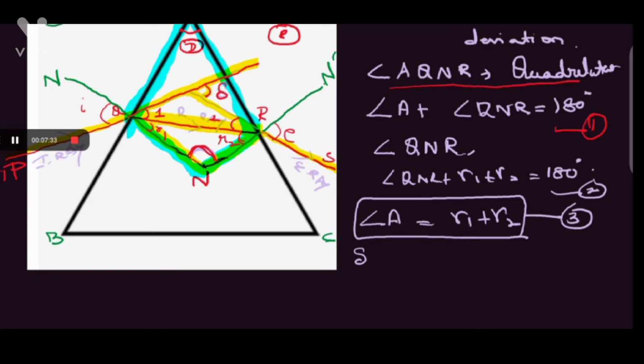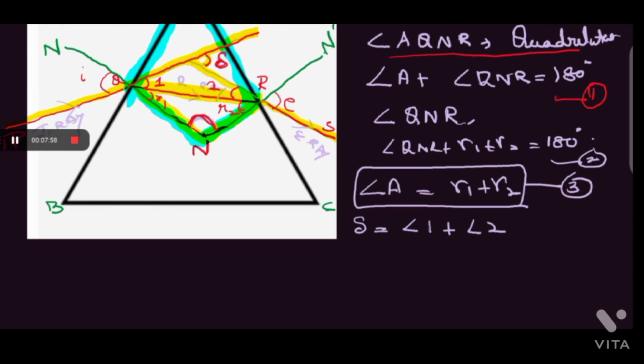How to find out delta here? This exterior angle delta is nothing but, right? So this delta is equivalent to angle 1 plus angle 2. So applying the exterior angle property, delta is equal to angle 1 plus angle 2. Right? So now you have to find out what is angle 1 and angle 2.